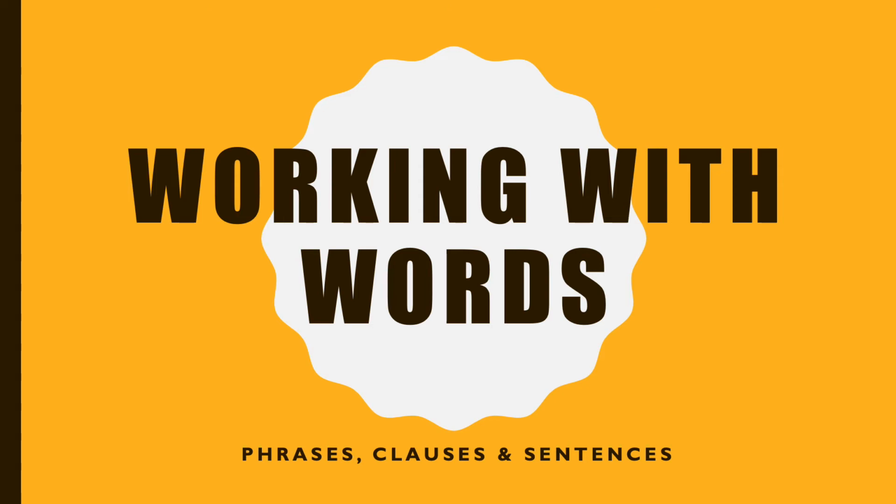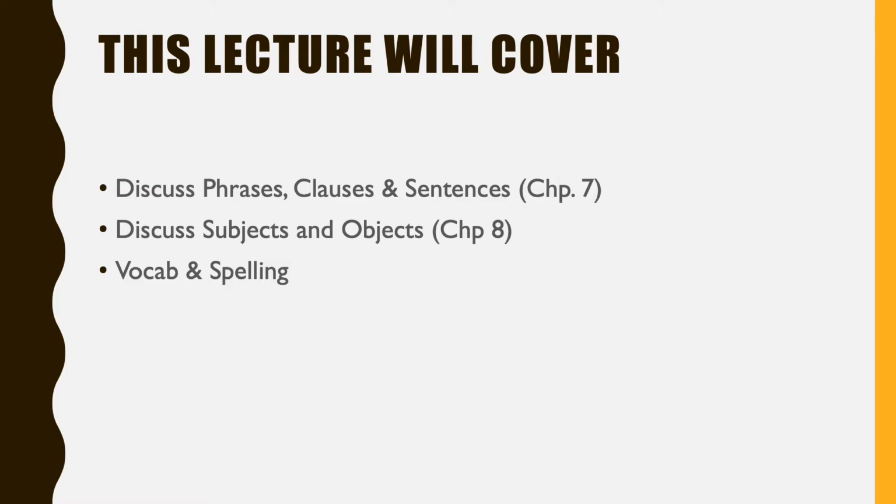In this lecture, I'll be covering Working with Words, Chapters 7 and 8, the section on phrases, clauses, and sentences. Since some people will be using different versions or different editions of the books, in the book that I'm using, Chapter 7 has the phrases, clauses, and sentences, and Chapter 8 has subjects and objects. But of course, you'll want to make sure that when you are looking at yours, the title matches, even if the chapter doesn't. I also will have a reminder for your vocabulary and spelling words as we look towards Quiz 2.